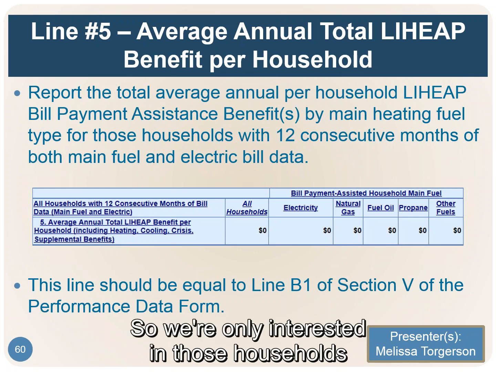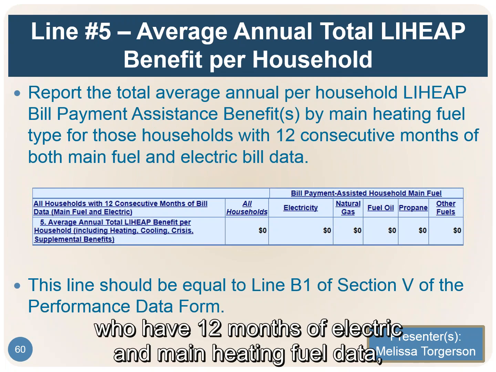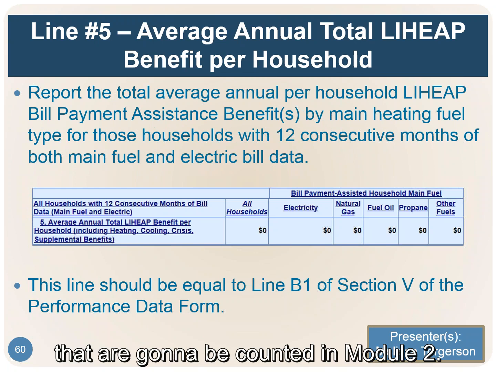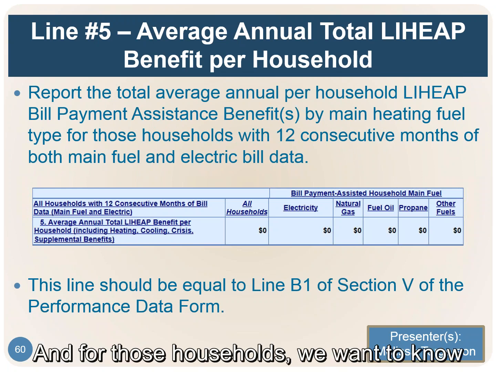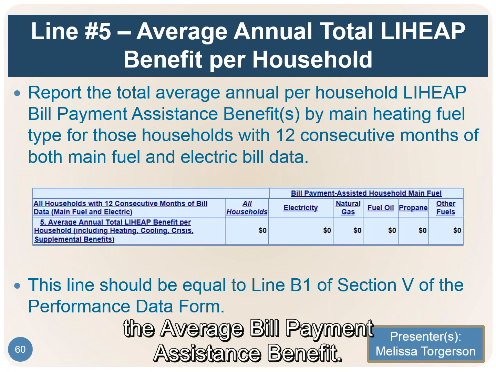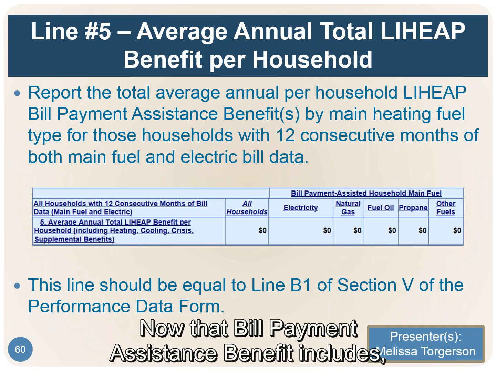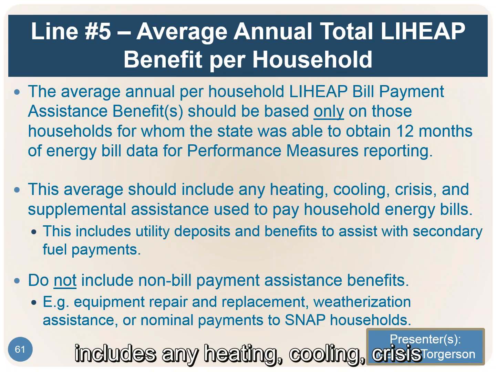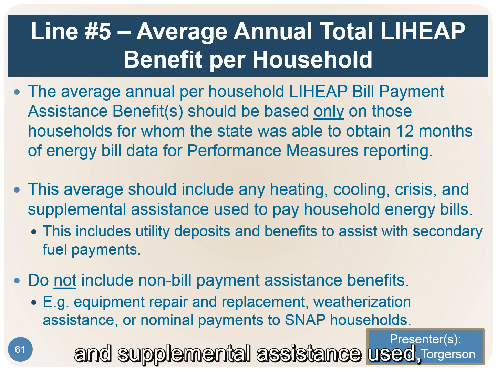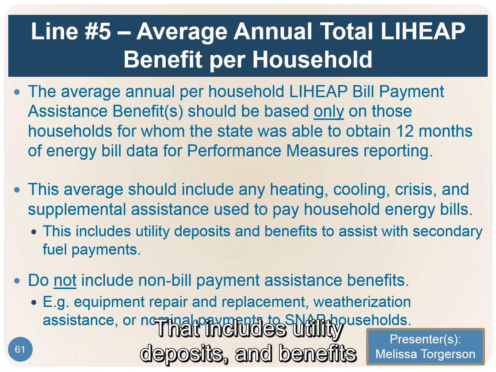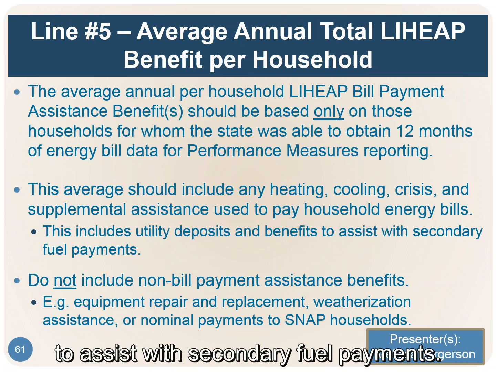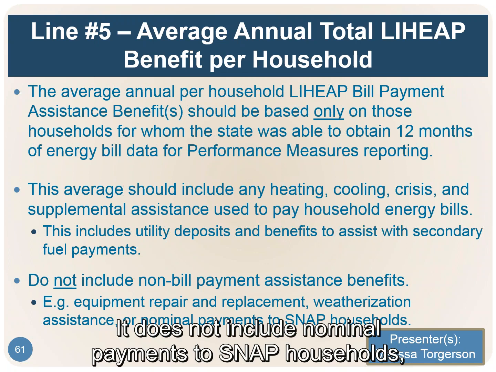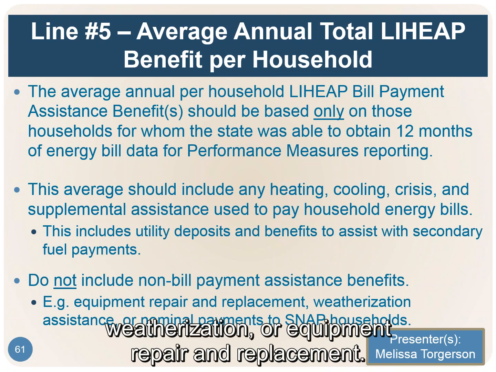So we're only interested in those households who have 12 months of electric and main heating fuel data that are going to be counted in Module 2. And for those households, we want to know the average bill payment assistance benefit. Now, that bill payment assistance benefit includes, if you want to go to the next slide real quick, any heating, cooling, crisis, and supplemental assistance used to pay household energy bills. That includes utility deposits and benefits to assist with secondary fuel payments. It does not include nominal payments to SNAP households, weatherization, or equipment repair and replacement.